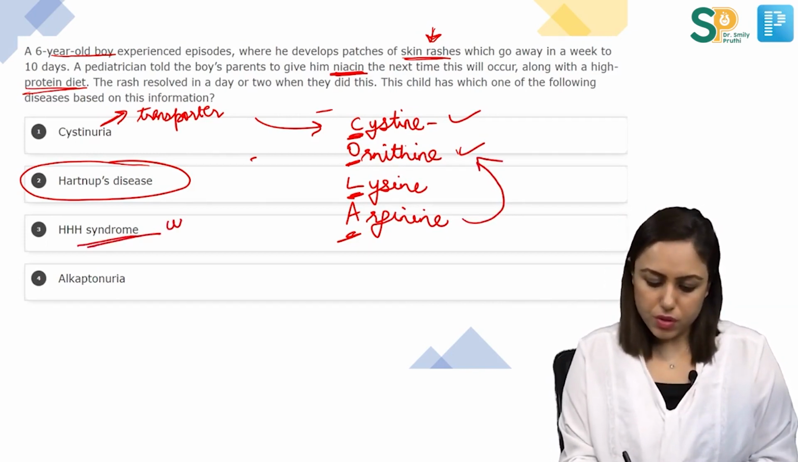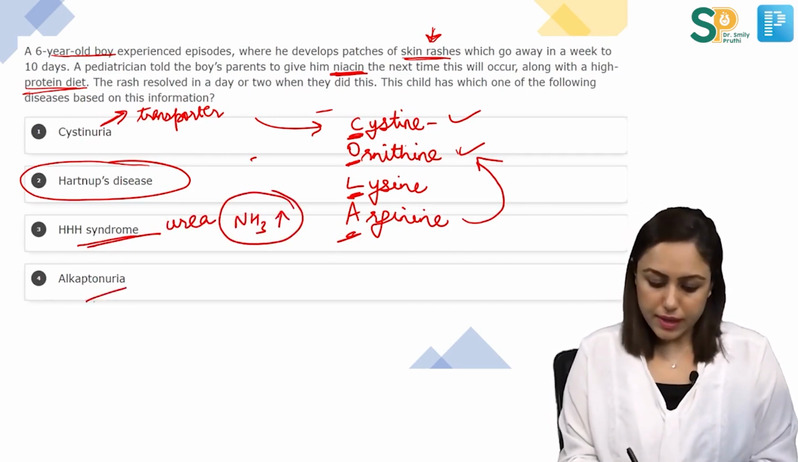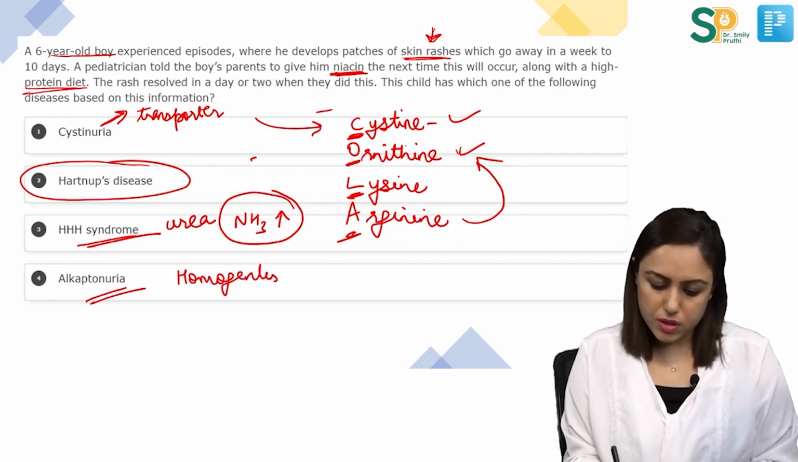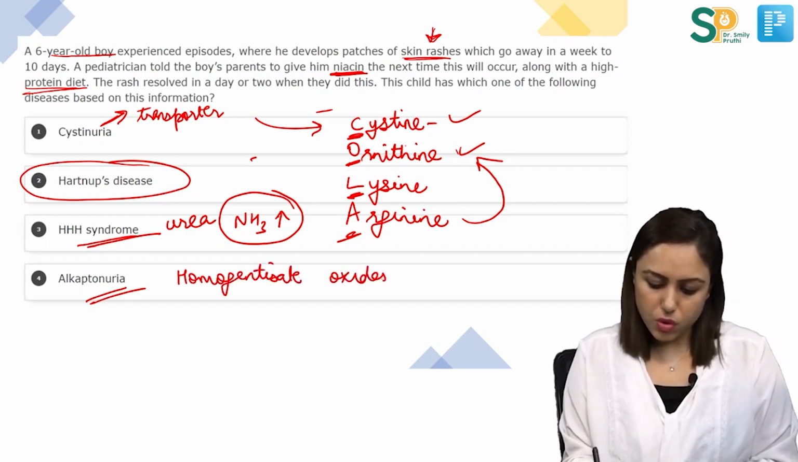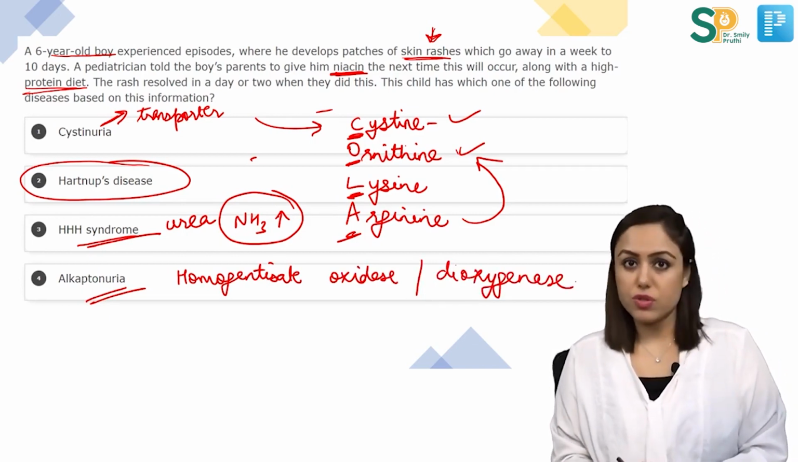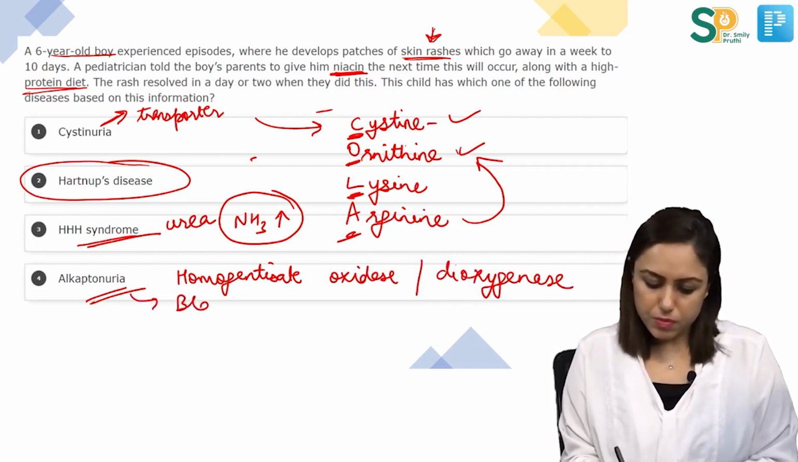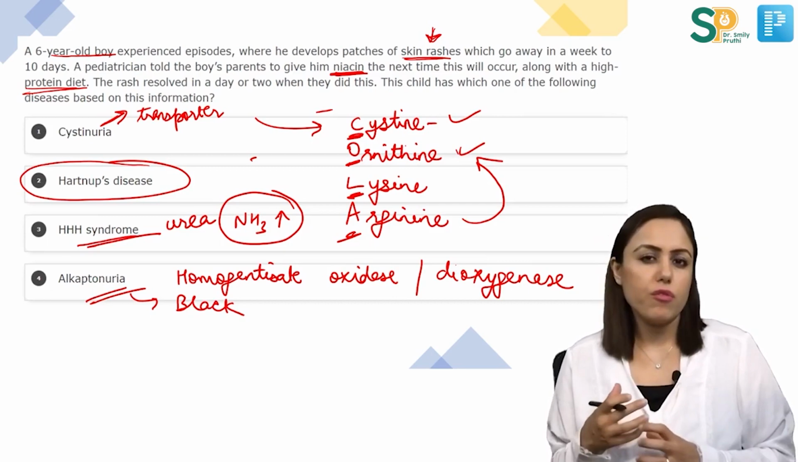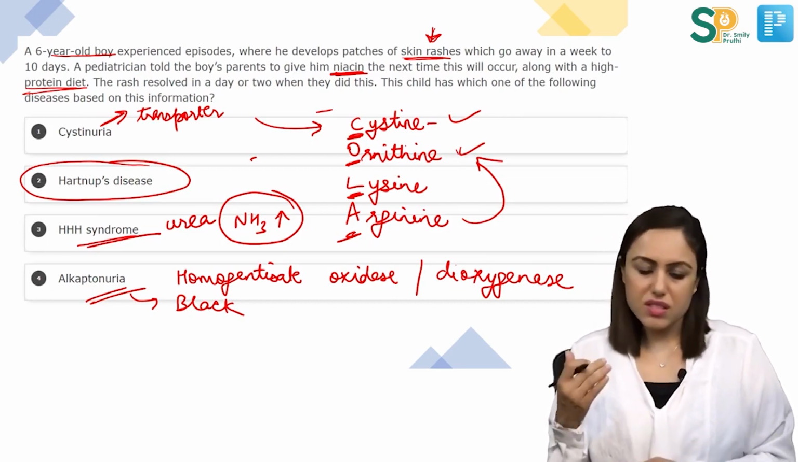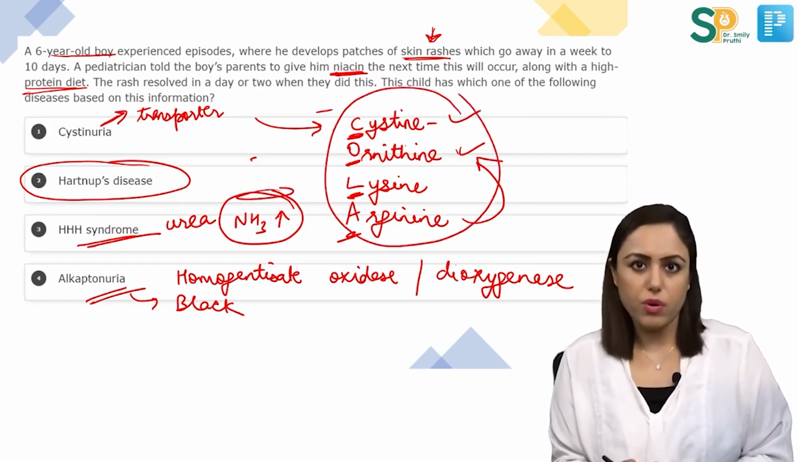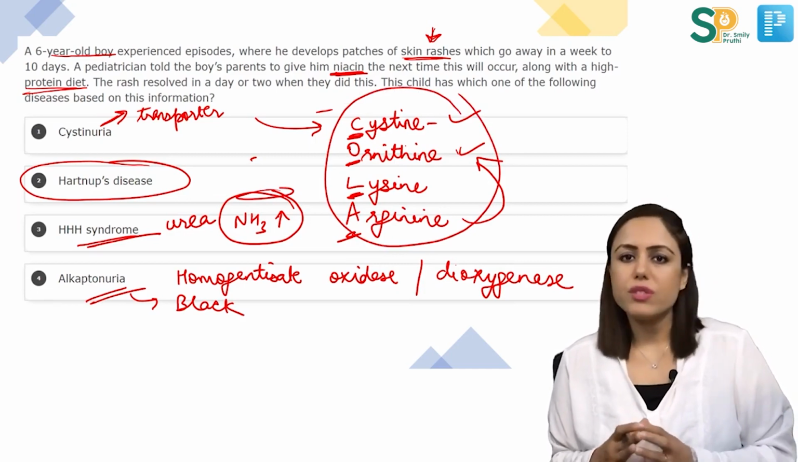Then triple H syndrome is a urea cycle defect. So here ammonia levels will be raised. Then alkaptonuria. In alkaptonuria, the enzyme deficient is homogentisate oxidase, or the new name of the enzyme is homogentisate dioxygenase. In alkaptonuria, there is blackening of the urine of the patient or the diaper of the child, or there is blackening of cartilages and soft tissues and skin, right. There is nothing such written in the question. Ammonia level is not raised, and these amino acids are not coming in urine. So we have concluded our diagnosis towards Hartnup disease.